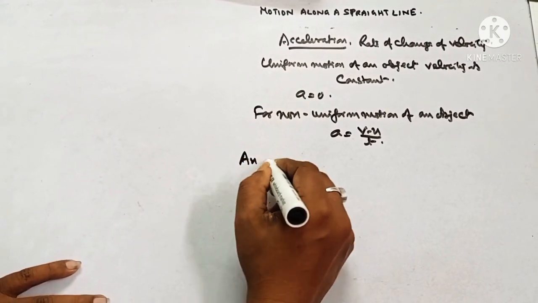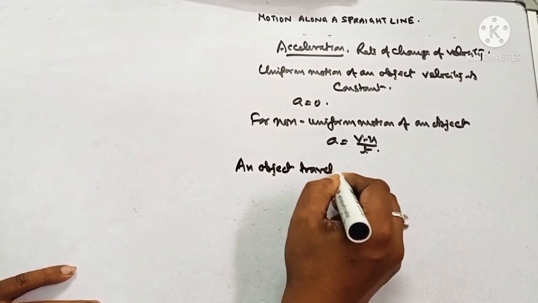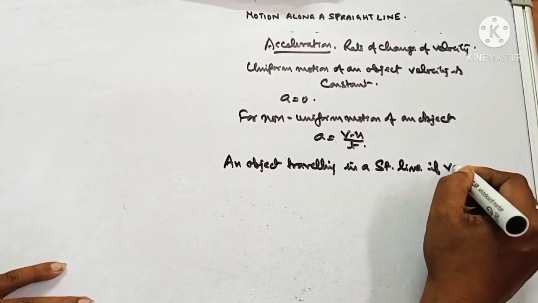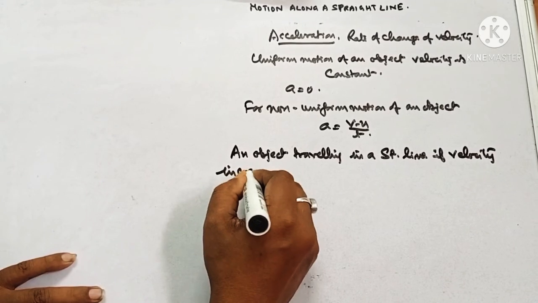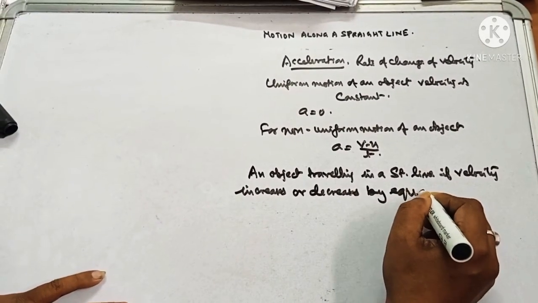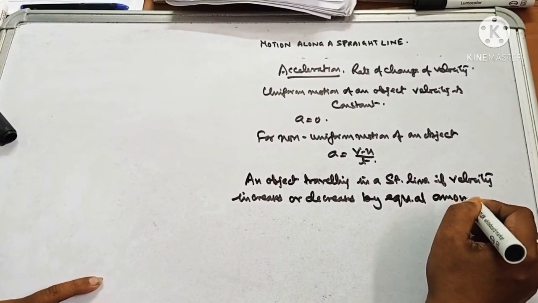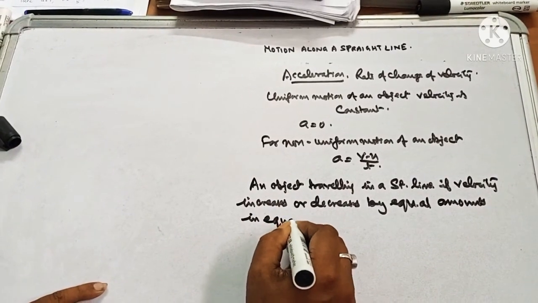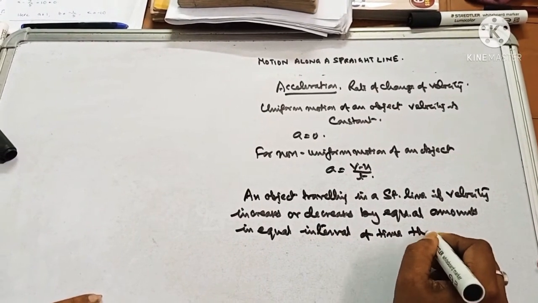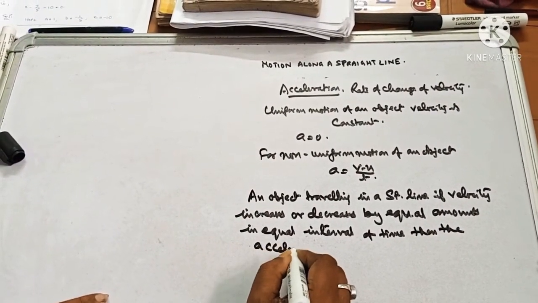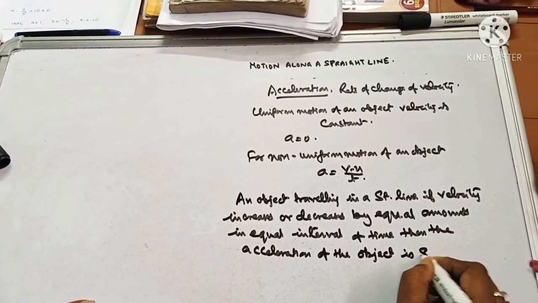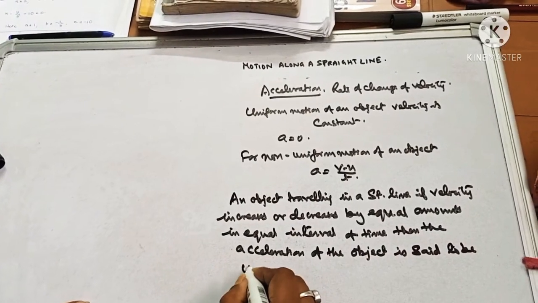Now for an object traveling in a straight line, if velocity increases or decreases by equal amounts in equal intervals of time, then the acceleration of the object is said to be uniform.